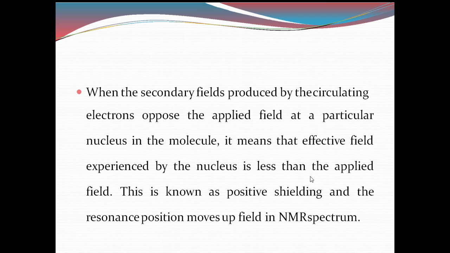And all this is nothing but positive shielding. So when the secondary fields produced by the circulating electrons oppose the applied field at a particular nucleus in the molecule, it means that the effective field experienced by the nucleus is less than the applied field.